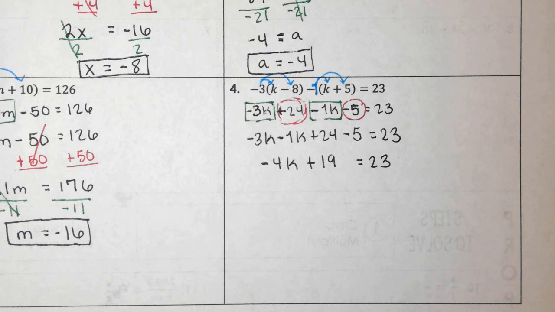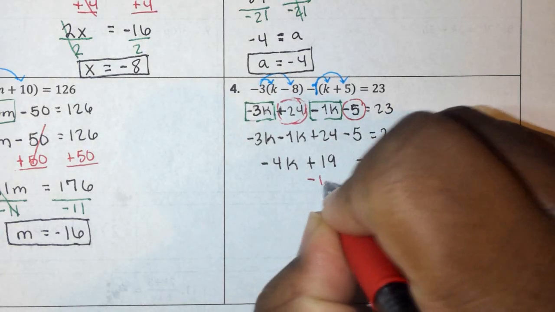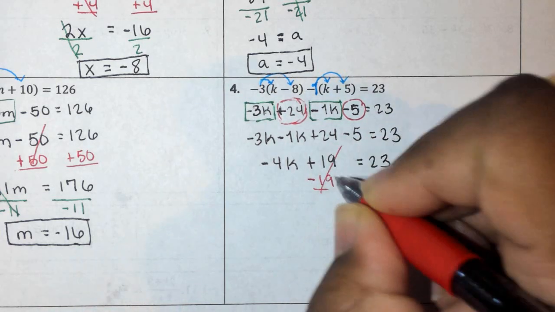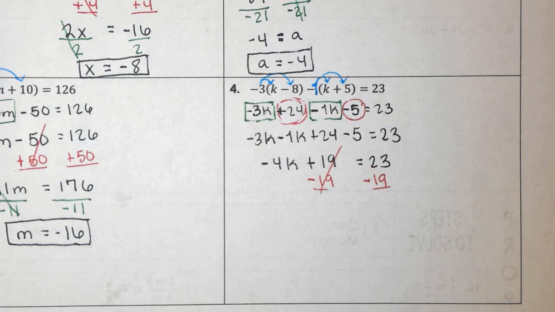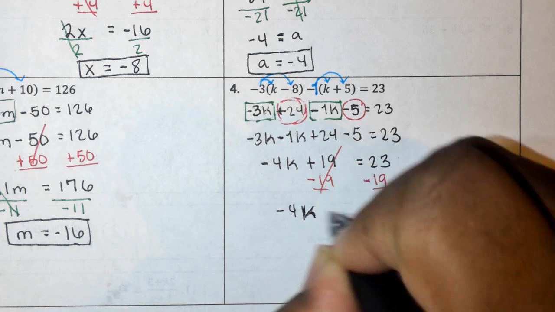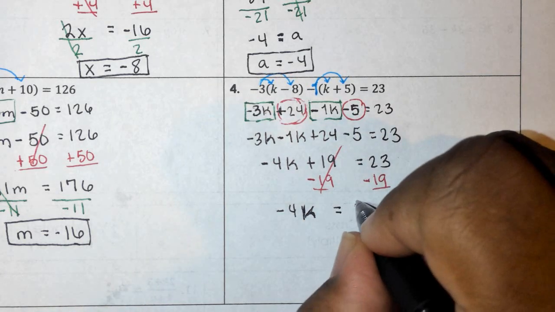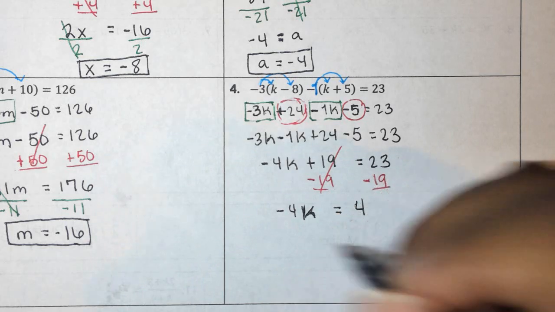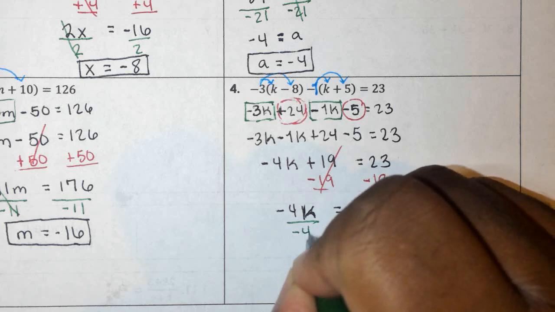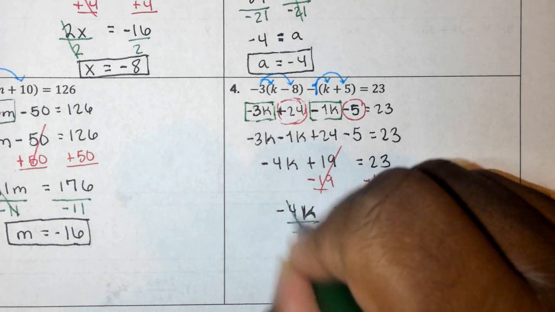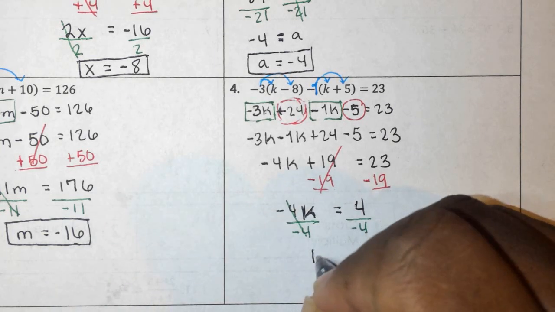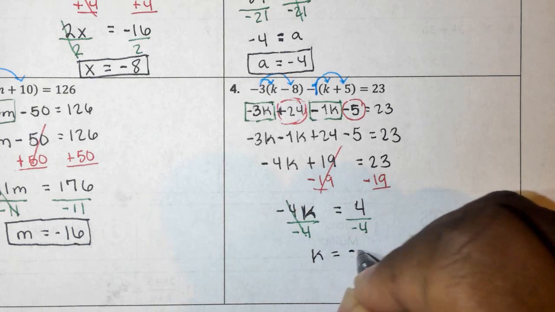Then once you make it here, just start moving. Minus 19, minus 19, cancels. Bring down negative 4k equals, here you're going to get positive 4, and then I need to divide by negative 4. k equals negative 1.